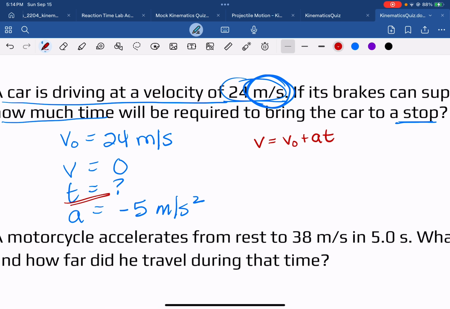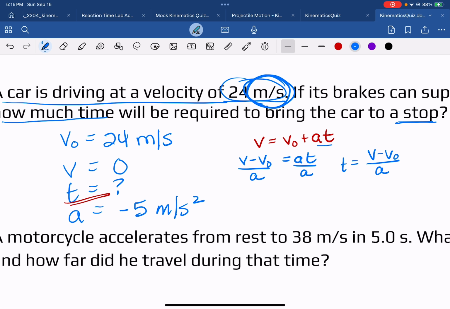So please do not fill in the numbers right now. What will happen is you'll lose track and then you'll end up making math errors. So we know that A is connected to T by multiplication, so I'm going to subtract V sub O. So V minus V sub O equals AT. And then to get rid of the A, I'm going to divide both sides by A. So this is your equation that you're going to end up using to find your acceleration or your time.